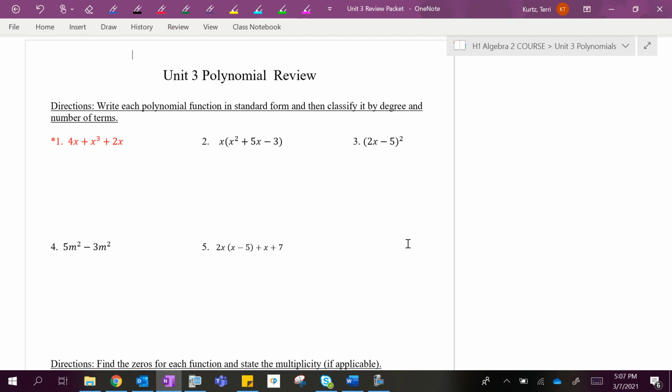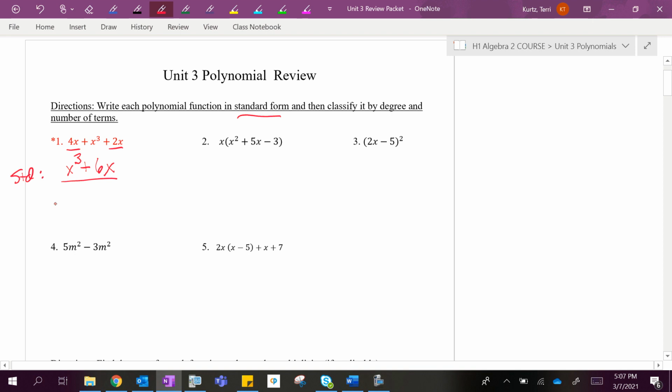So let's get started. Write each polynomial function in standard form, classify it by degree and number of terms. So again, we're going to get it in standard form, which means everything that can be combined needs to be combined. So in this case, 4x plus 2x gives me 6x. X to the third cannot combine with anything. I want to write them in decreasing order of degrees, right? That's what standard form means. And so this is standard form.